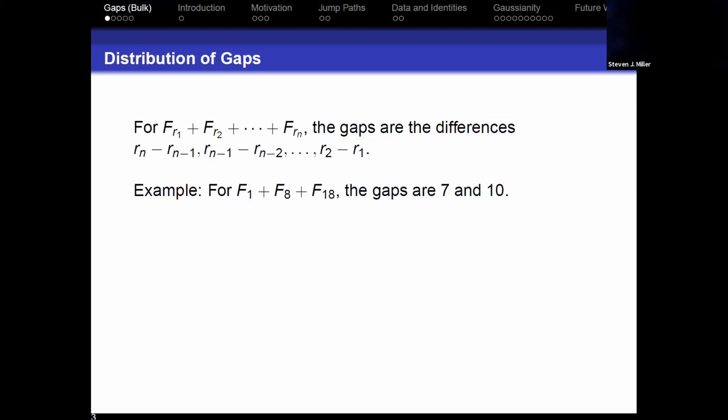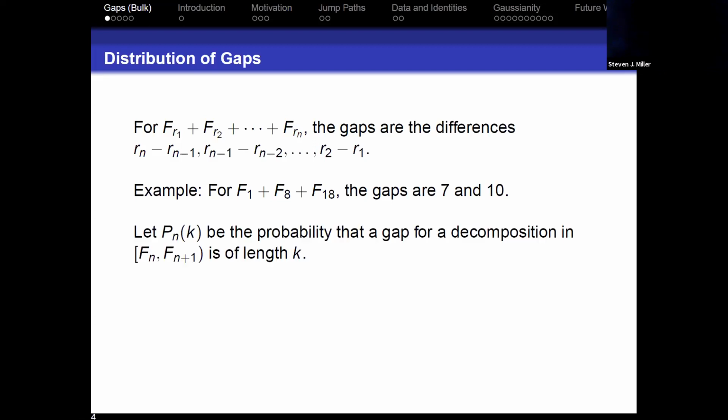Because it takes me 7 steps to go from F1 to F8, and it takes me 10 steps to go from F8 to F18. You could also talk about, if you want, the gap from the beginning to the very first term in your decomposition, but in the limit, you have to imagine having, say, 10 to the 4,000 summands. And then just waiting for that first summand, it doesn't really matter. You can just ignore that. It's not going to really affect any of the limiting behavior. And so the question is, what rules govern the decomposition of these gaps?